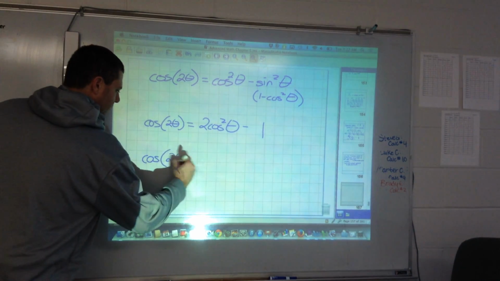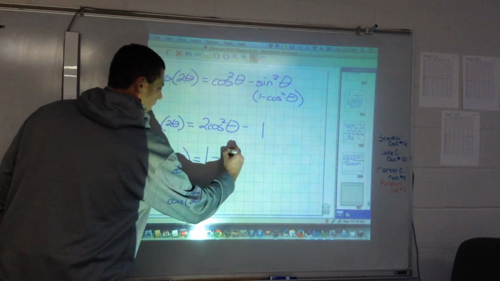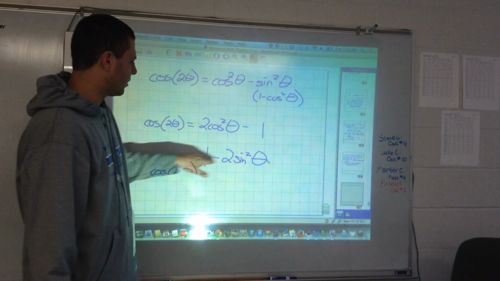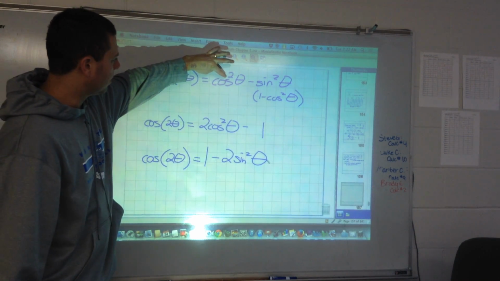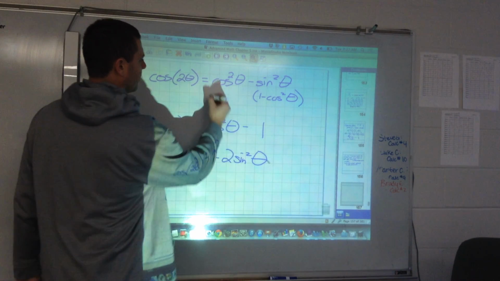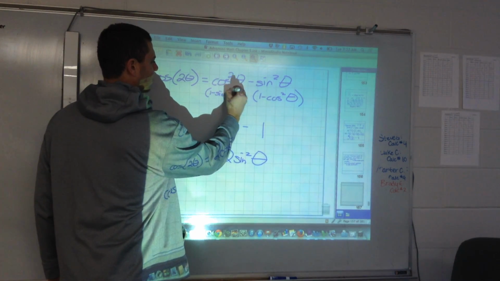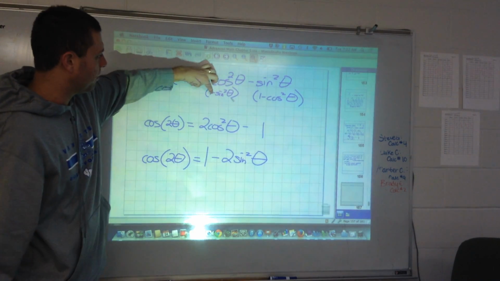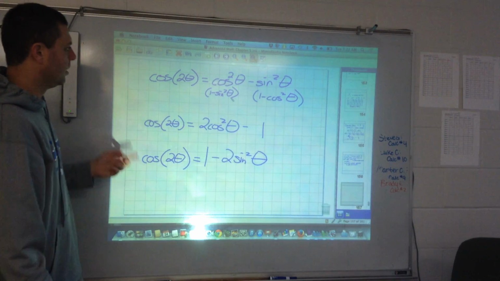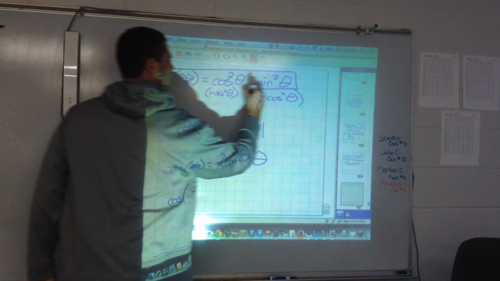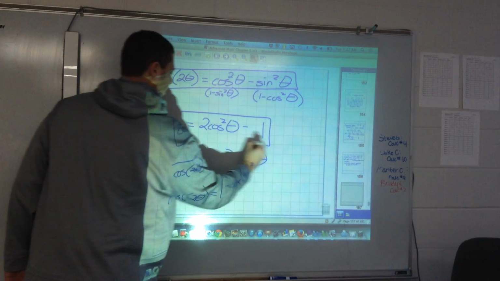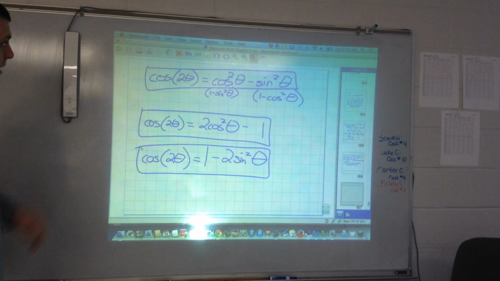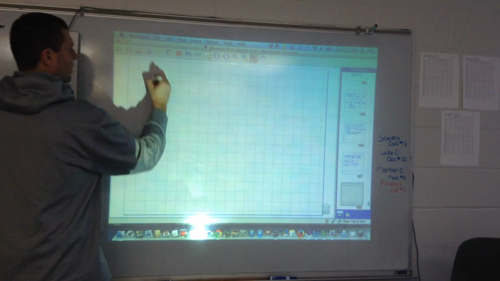The third one for the cosine of the double angle is 1 minus 2 sine squared theta. And we get to that by doing a very similar simplification. We replace cosine squared with 1 minus sine squared theta. So 1 minus sine squared minus another sine squared would be 1 minus 2 sine squared theta. So you'll see 3 identities for the cosine of the double angle. There's one, there's a second one, and there's a third one right there. Okay? So 3 identities for the cosine of the double angle.